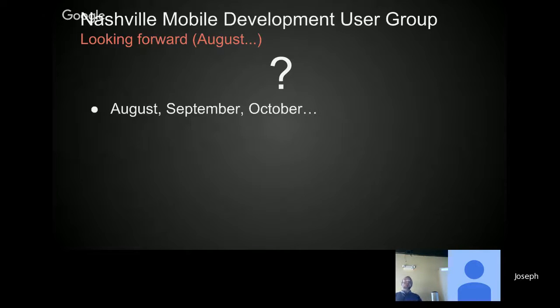So anyway, looking forward to August. We haven't picked a set topic for August. It's probably going to be the last Tuesday of the month. And it might just be here. We haven't settled that yet, but it might also be at Google Fiber's office in downtown Nashville. We've been considering a more advanced Android study jam because we did a basic one at the beginning of the year.